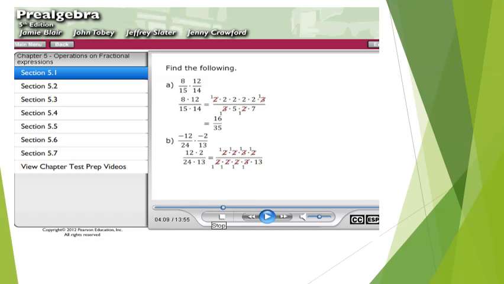B is the same philosophy, but we have 2 negatives. So we have negative 12 over 24 times a negative 2 over 13. Well, whenever you have a negative and you times it by a negative, it's just going to be a positive. So our answer is going to be positive.